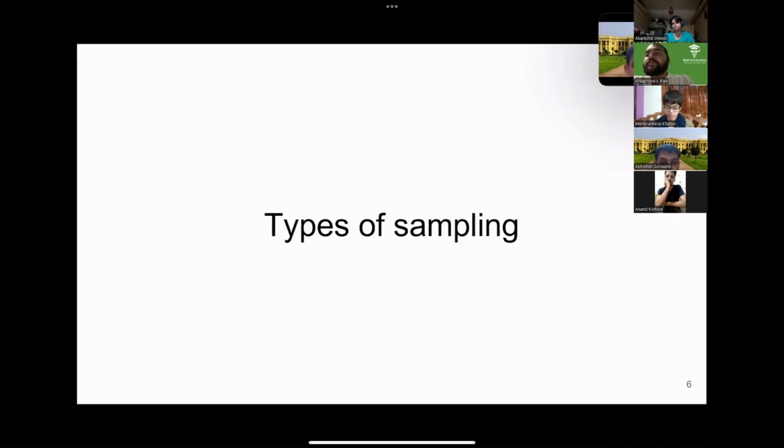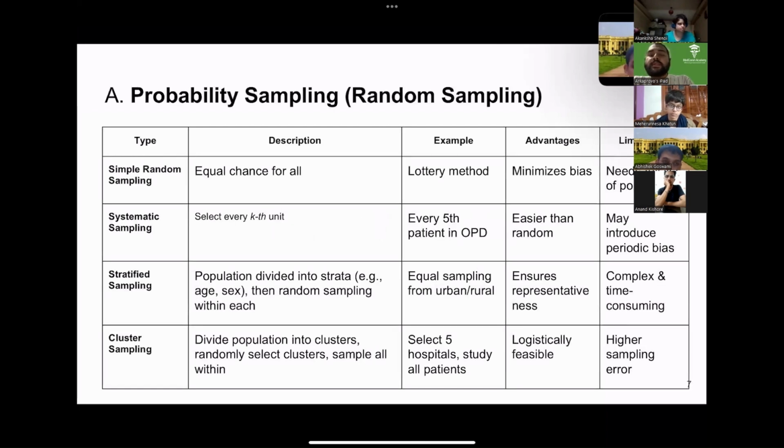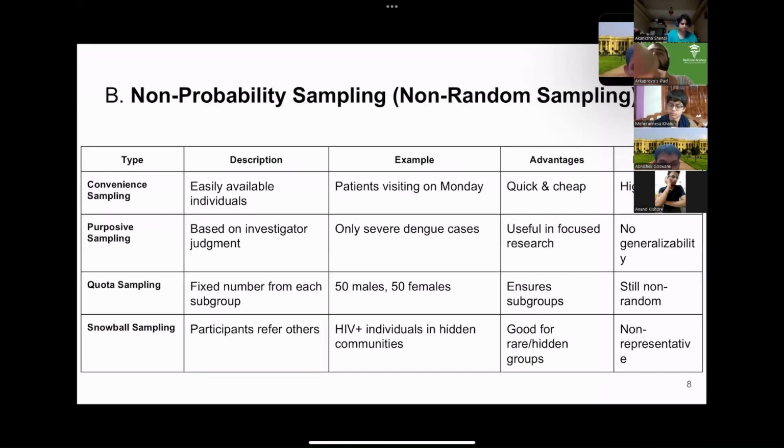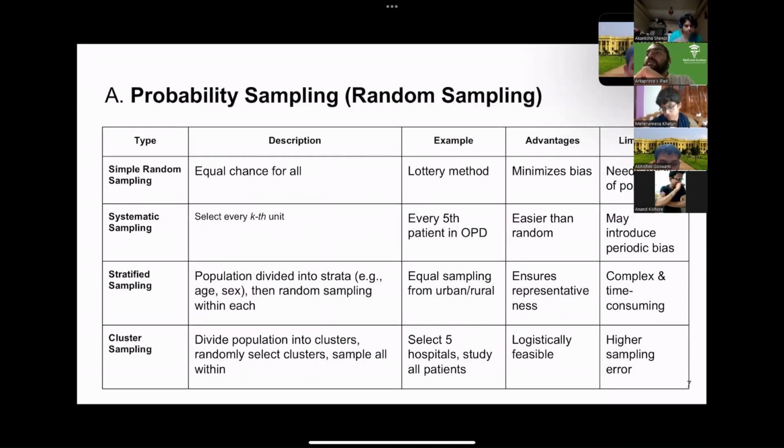So what are the types of sampling? We'll take a look at them. There are two types of sampling, right? First is the probability sampling, or the random sampling. So why random, or why probability? Because we leave it to chance.